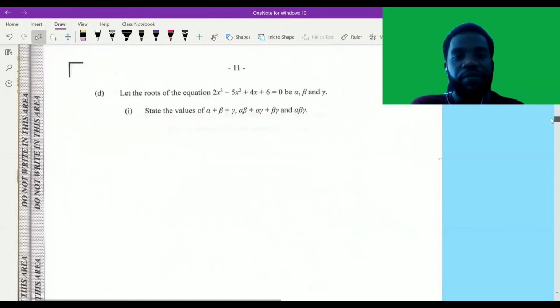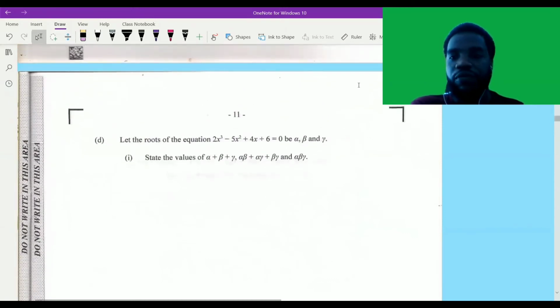Question D in my module, symmetry of roots of equations. Now, when doing this topic, you have to focus. You have to be very careful because at times you can make some very simple mistakes which you don't want. All right, so let's see what happens here. It says state the value. Now, all these have formulas, so you can't go wrong.